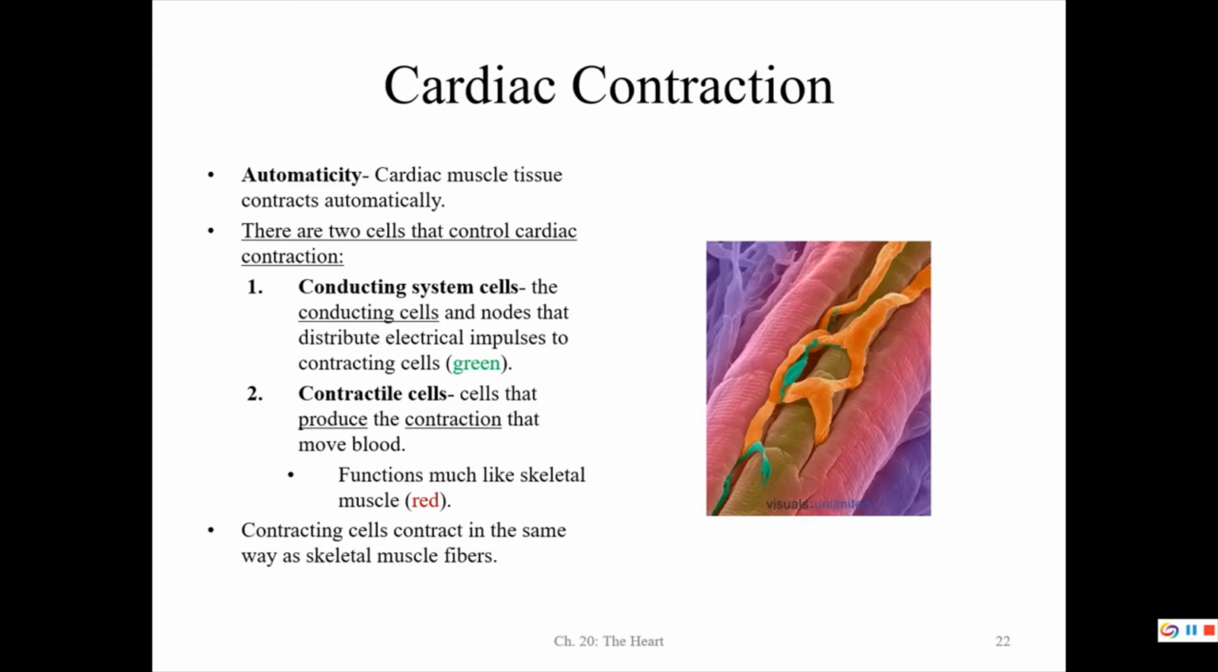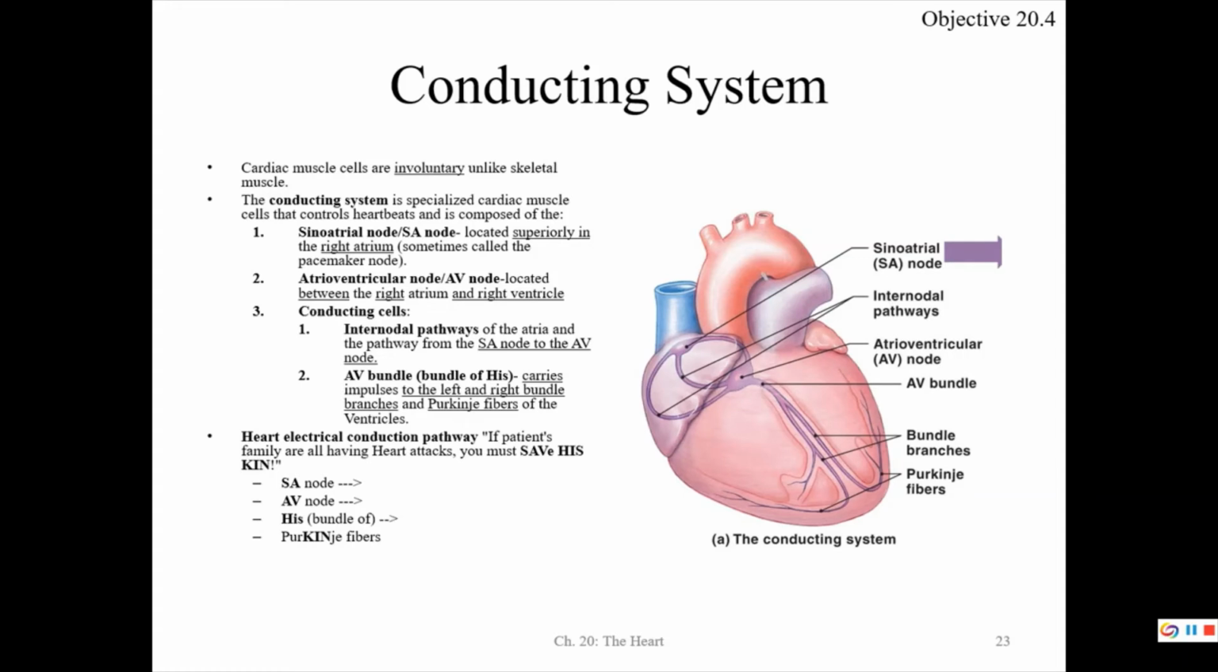There are some very minor differences. Of course, no terminal cisternae, only 2 troponin subunits, those kinds of biochemical cellular differences. But they will be functionally much like that. So very important as you go about learning this, okay? Now, the conducting system. One of the things I want to talk about with the conducting system as we go through it is how it is arranged.